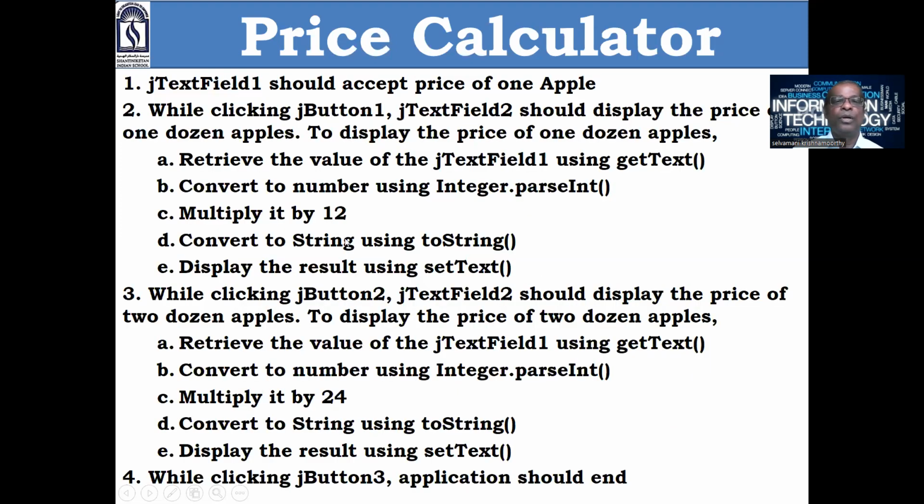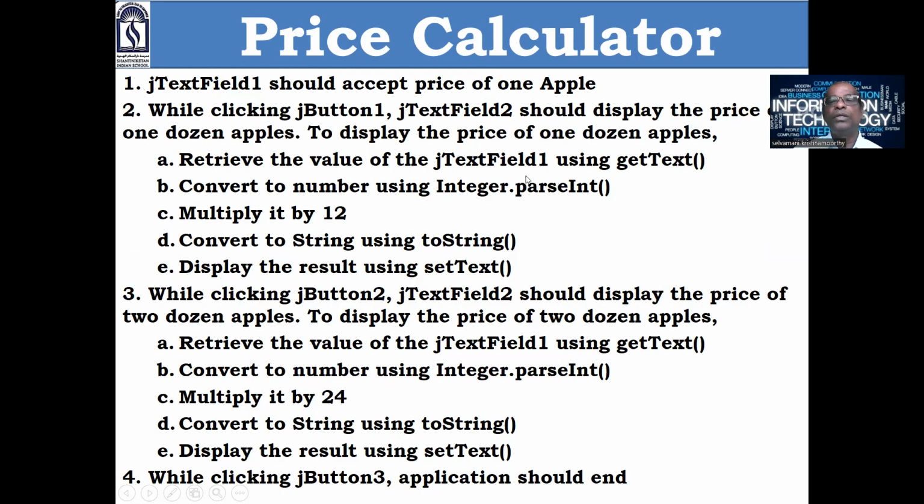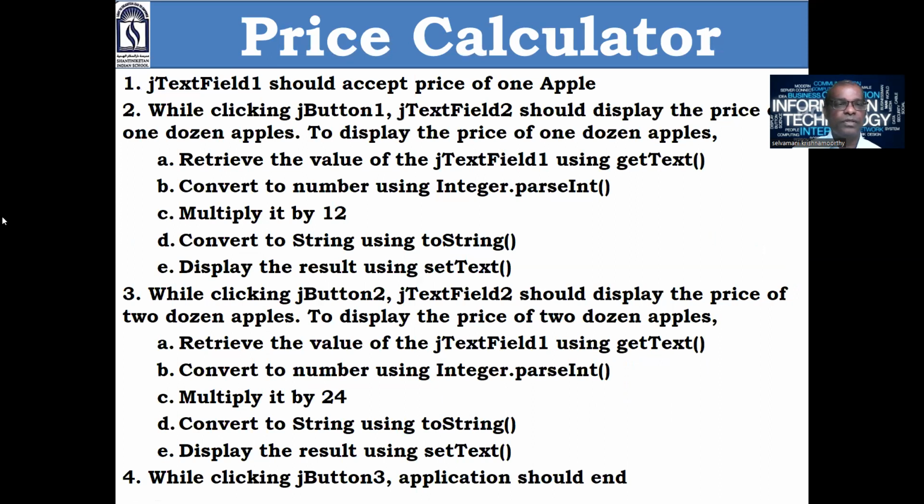This is what my program does. To display the price of 1 dozen apples, what are the things we need to do? First, we need to retrieve the value of JTextField1. We need to retrieve the value of JTextField1 using getText. This getText we already studied. Now, the text we received from text field 1 is a string. That string needs to be converted into a number using Integer.parseInt.